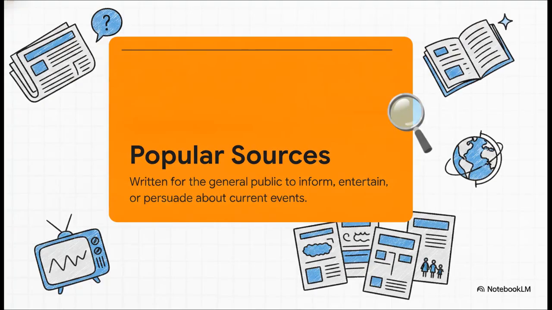Now, this is a tool you probably interact with every single day. The really crucial point here is that popular sources are written specifically for the general public. Their main goal? To inform, entertain, or persuade us about current events or popular opinion. These are meant for everyday non-experts. We're talking about household names here: Time, People, The Wall Street Journal. They are absolutely fantastic for getting a broad, easy-to-digest overview of a topic.